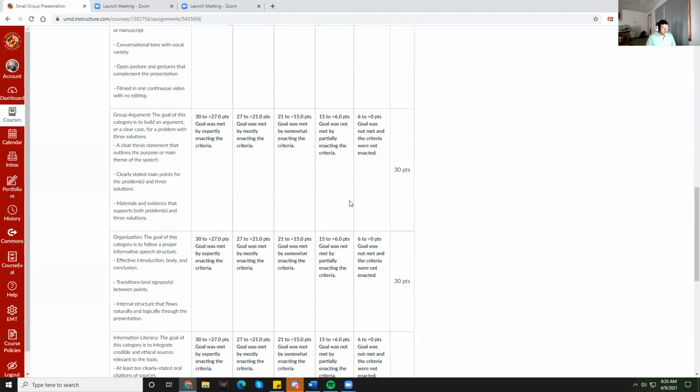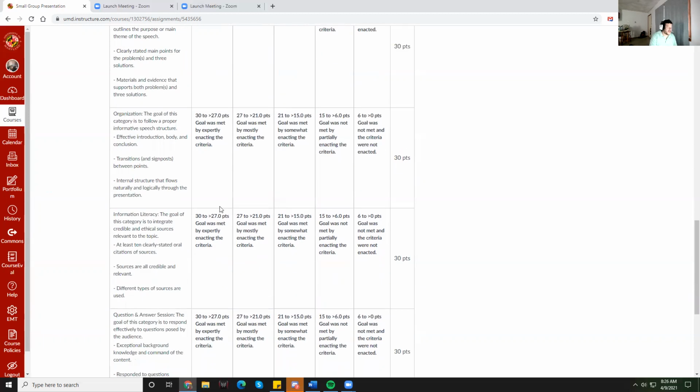The next up is the group argument. That is just: did you have a clear argument? Did you have a clear thesis? Were there main points backed up by evidence, warranted argument, and a logical understanding or rationality to make arguments on behalf of what you wanted to have happen in the first place?